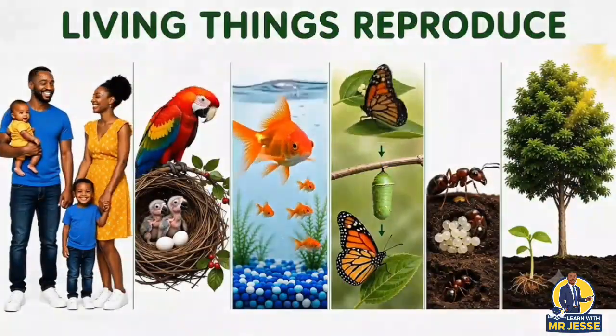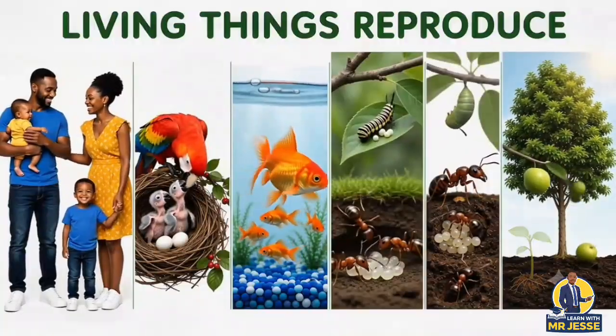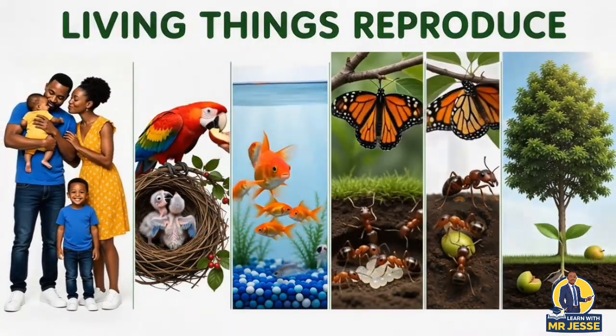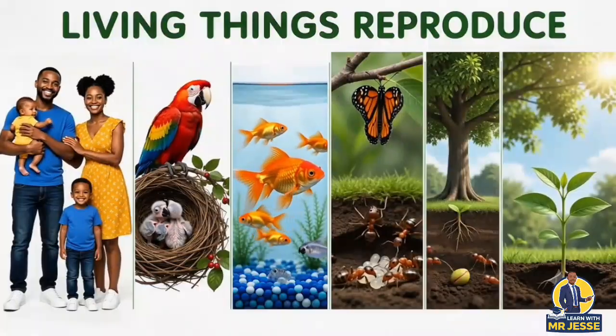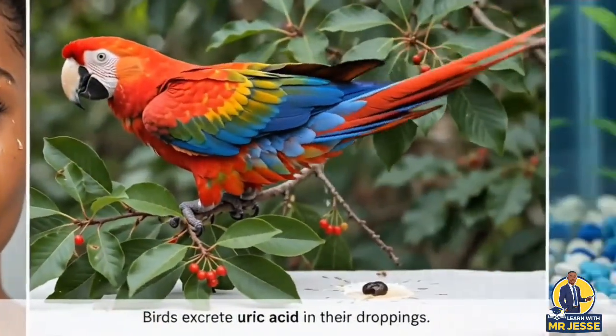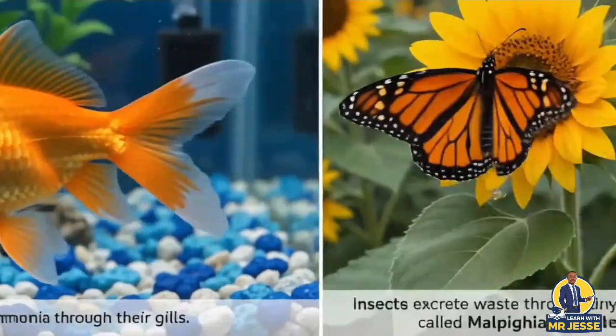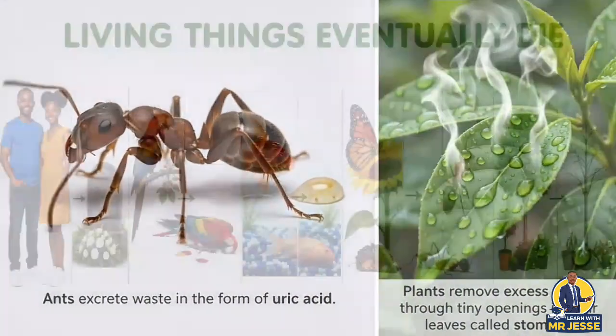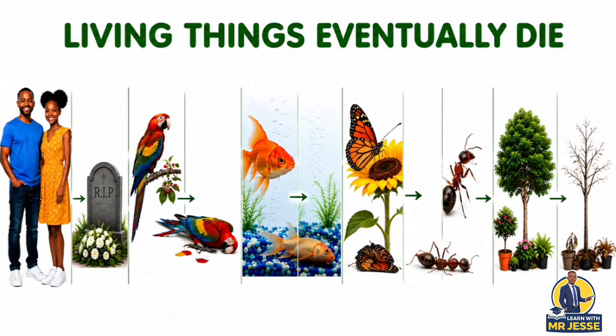The sixth characteristic is reproduction. Living things can produce young ones of their own kind. This helps to ensure the continuation of their species. The seventh characteristic is excretion. Living things remove waste products from their bodies. Another important characteristic is that all living things eventually die.